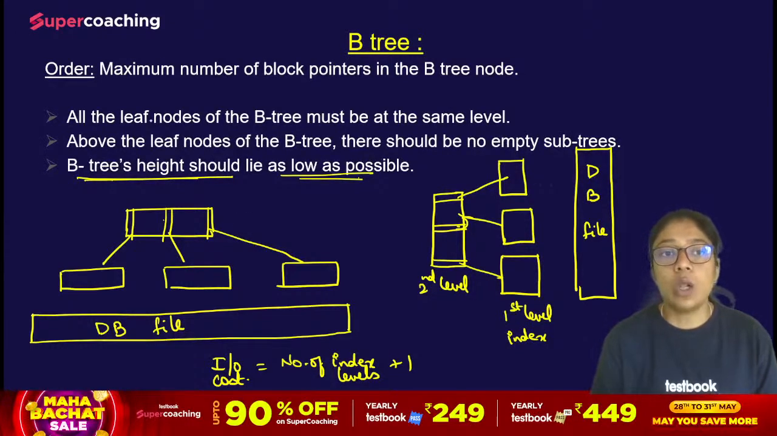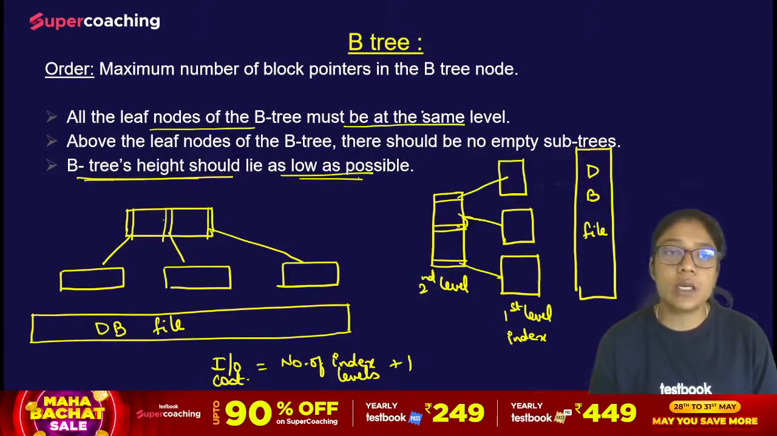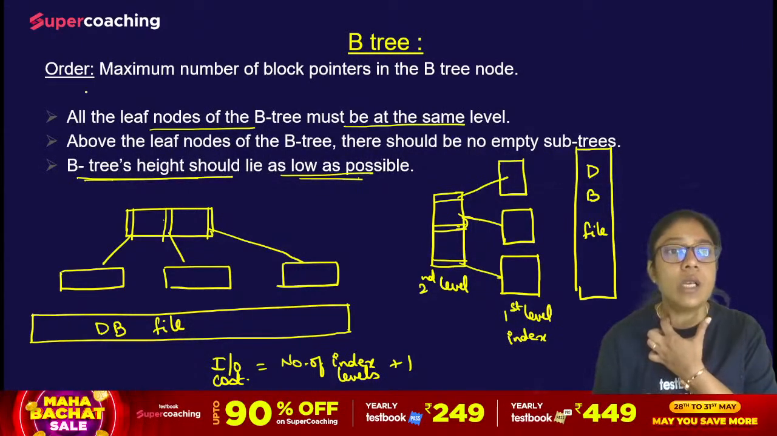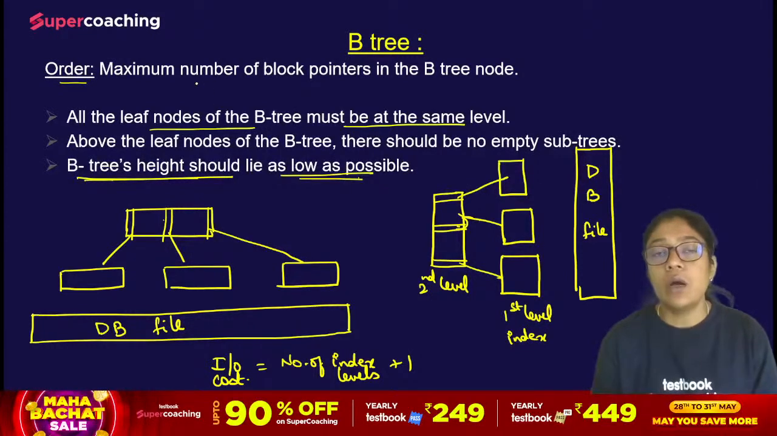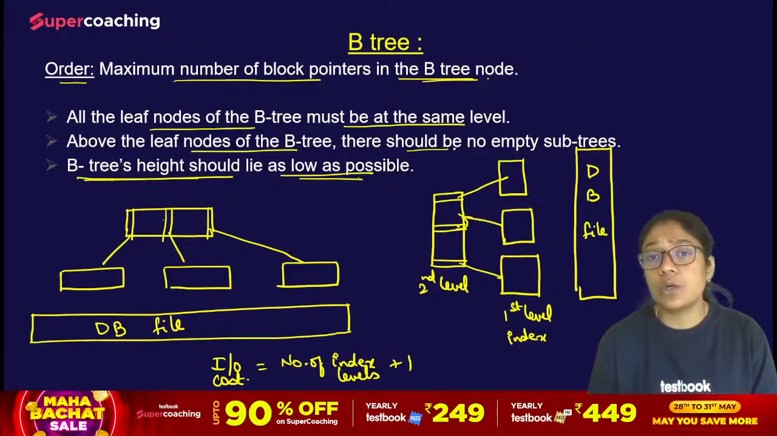All the leaf nodes of the B tree or the B plus tree must be at the same level. B tree hai ya B plus tree hai, it should be at the same level. Here is the definition for the order. Order is the maximum number of block pointers in the B tree node. And in the B tree, there should not be any empty subtree. That means at least 50% occupancy should be there. Correct?